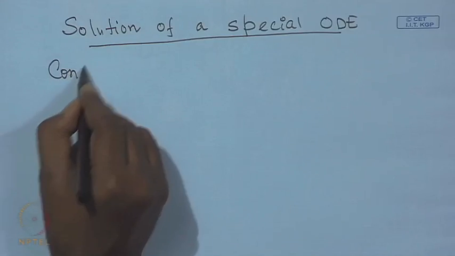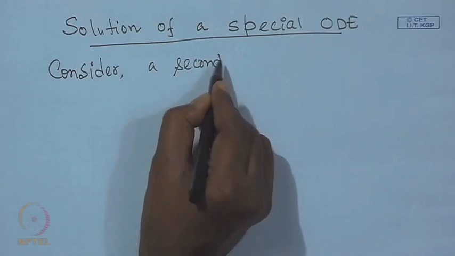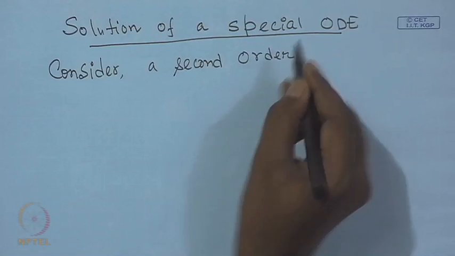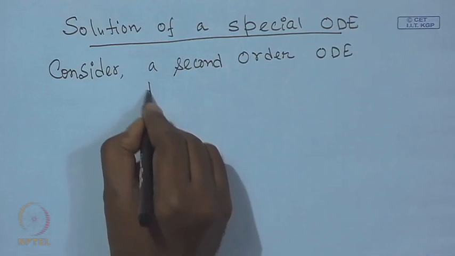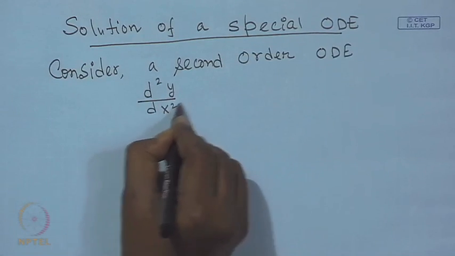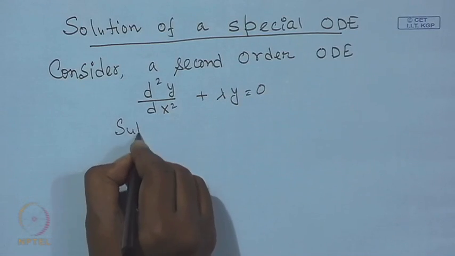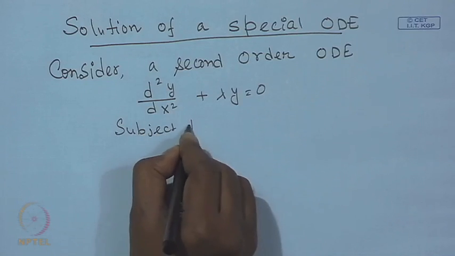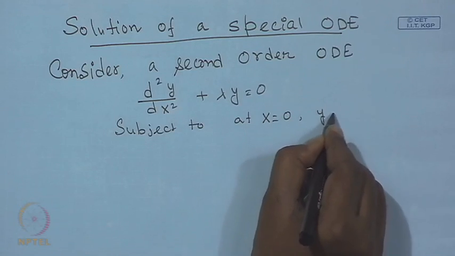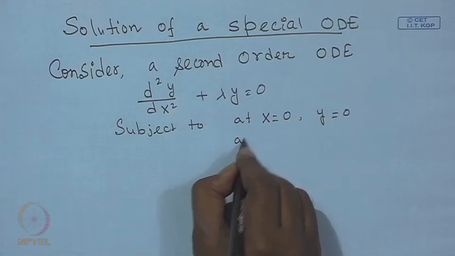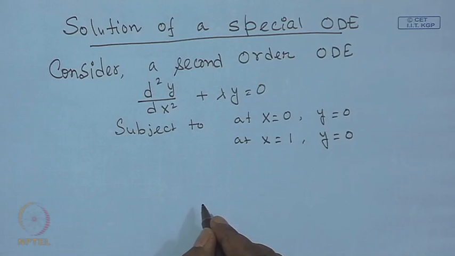Consider a second order ODE of the form d square y dx square plus lambda y is equal to 0, subject to conditions at x is equal to 0, y is equal to 0, and at x is equal to 1, y is equal to 0.